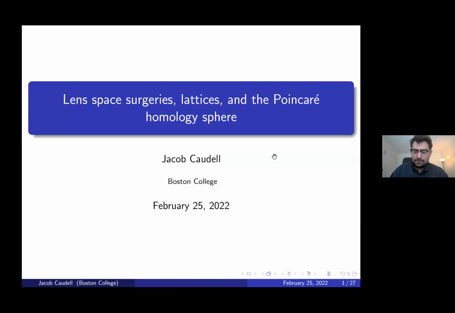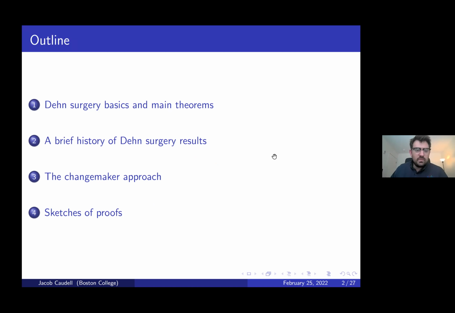So we'll start out with a brief outline, go over some Dehn surgery basics and the main theorems of the day. And then I want to give a brief history of some Dehn surgery results from, I guess, almost 40 years ago now, just to contextualize some of the work that I've done. And then we'll get into this changemaker approach that was discovered by my advisor, Josh Greene, about 12, 13 years ago. And finally, we'll sketch some of the theorems.